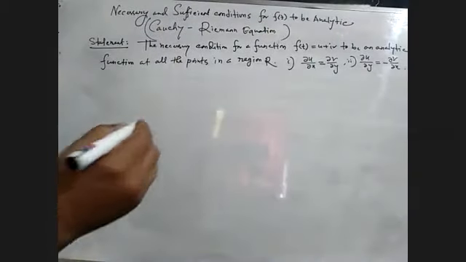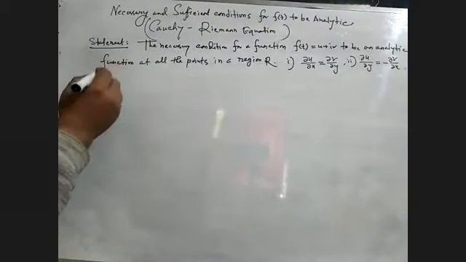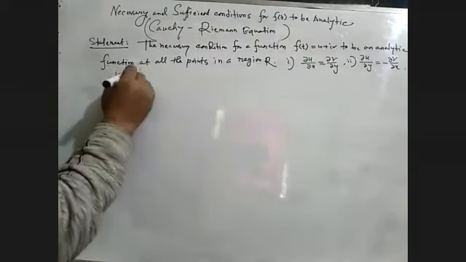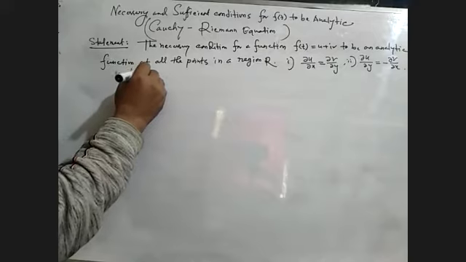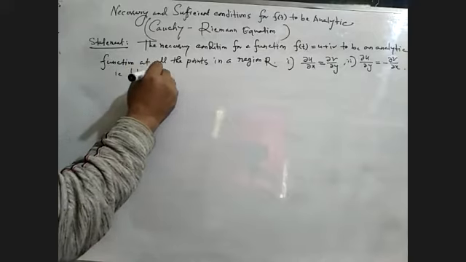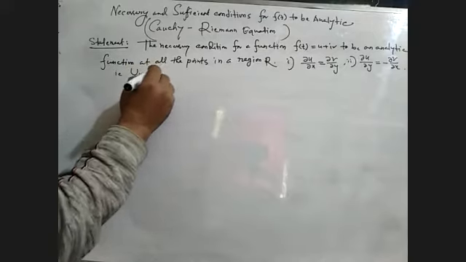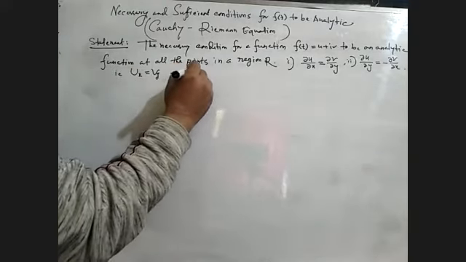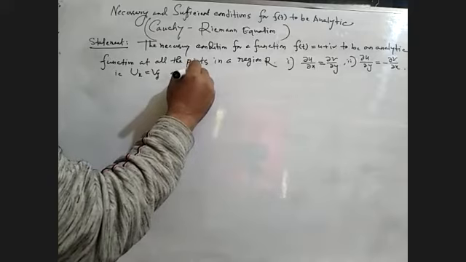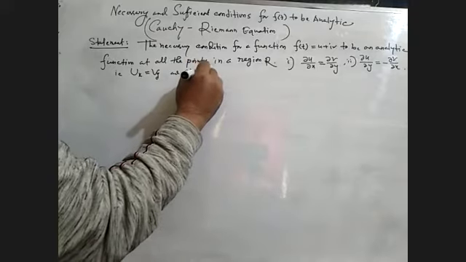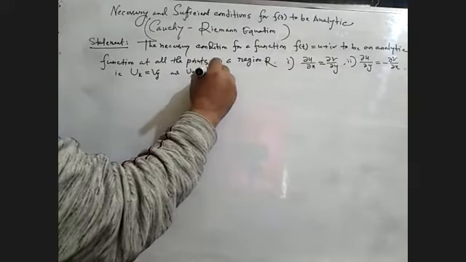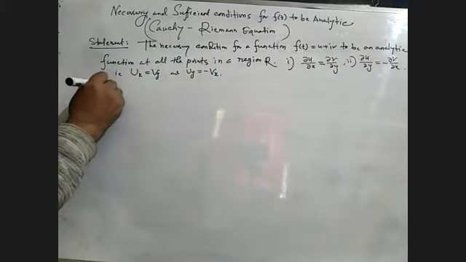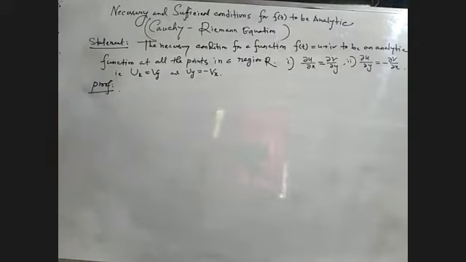Okay. This is the statement, that is, partial differentiation of u with respect to x equals partial differentiation of v with respect to y, and partial differentiation of u with respect to y equals minus partial differentiation of v with respect to x. This is the statement. Now we'll try to prove this.